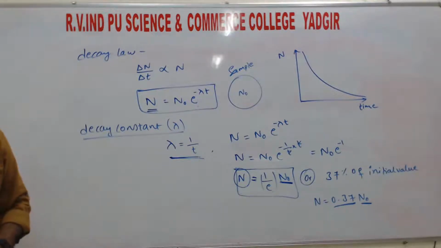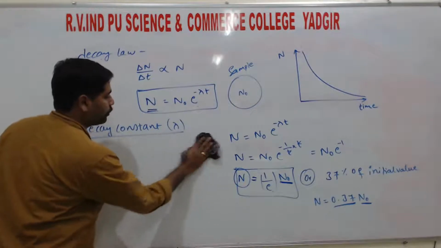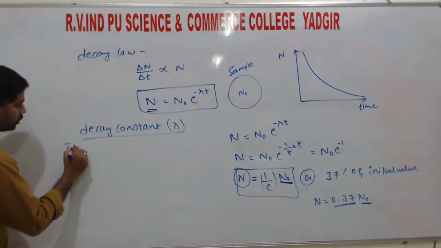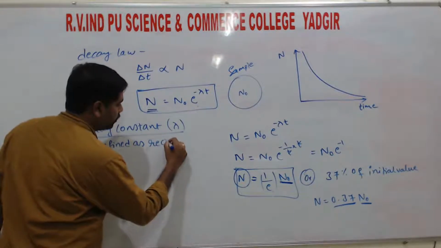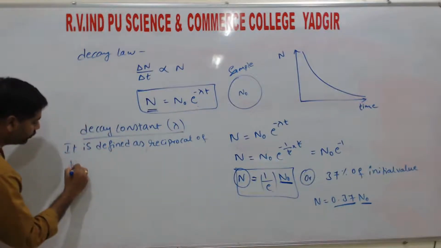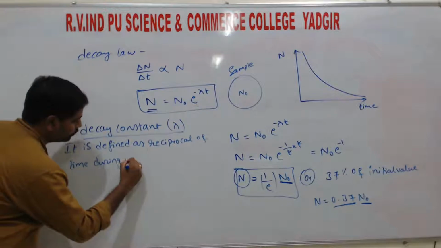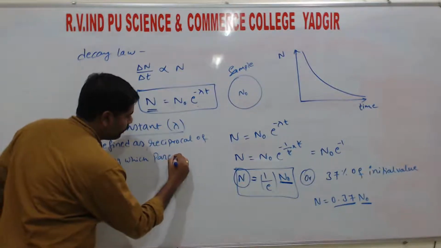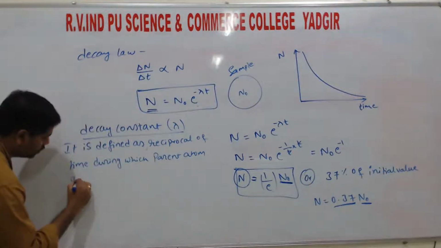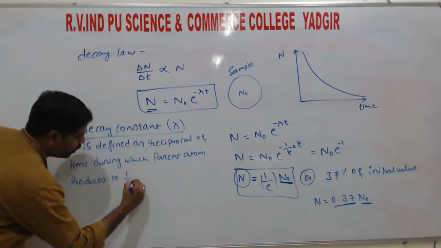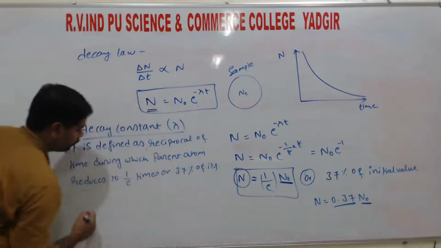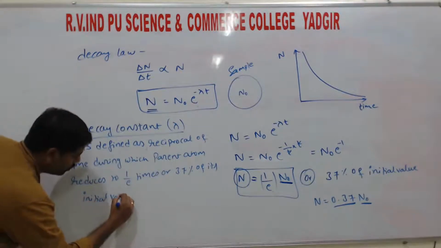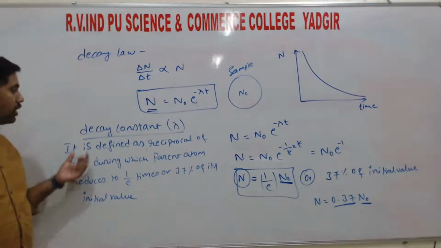So if we define the decay constant, it is defined as the reciprocal of time during which the parent atom or nuclei reduces to 1 by e times or 37% of its initial value. So this one is the definition of the decay constant lambda.